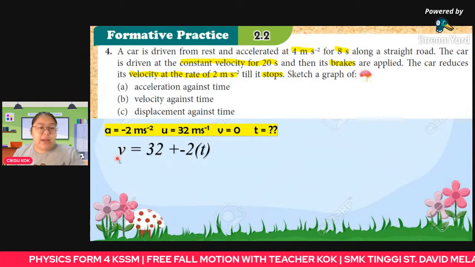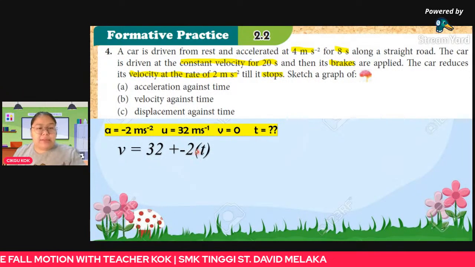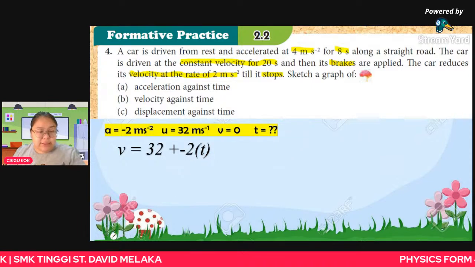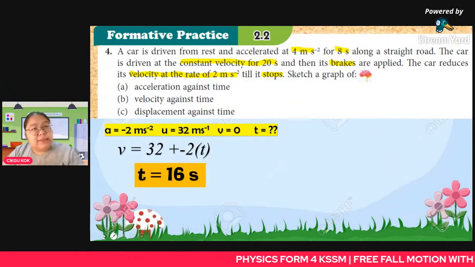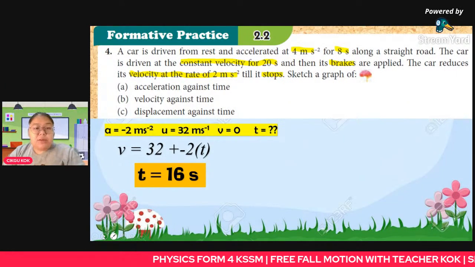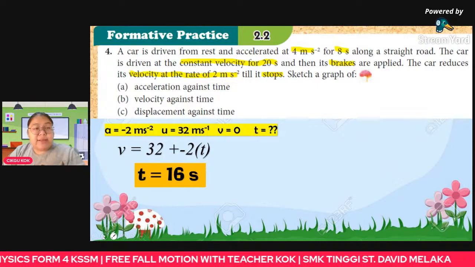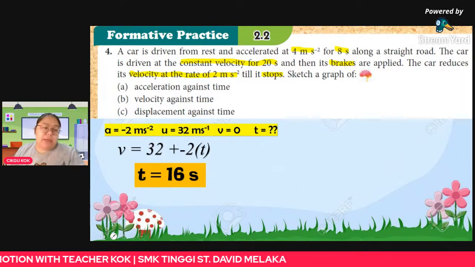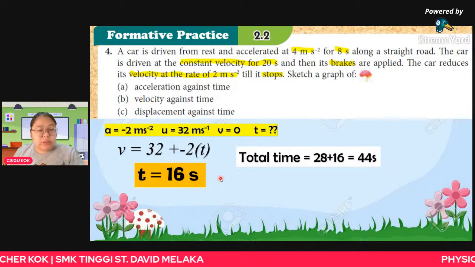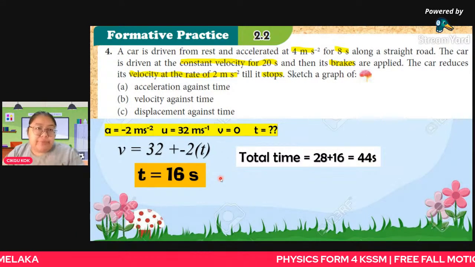Now V we do know, then U is 32, plus, now your acceleration becomes negative, then this one is T. So from here, my answer is 16 seconds. It means after constant velocity, you take 16 seconds to stop. So that means your total time taken for the whole journey is 44 seconds.